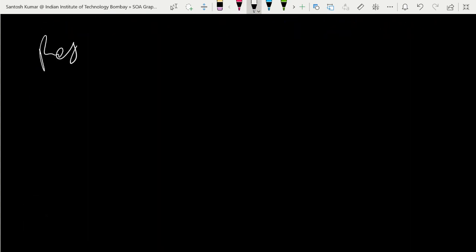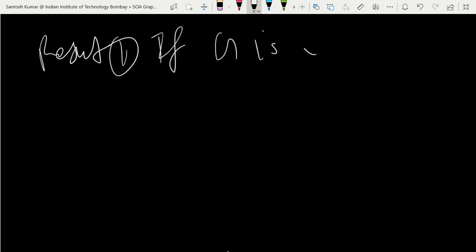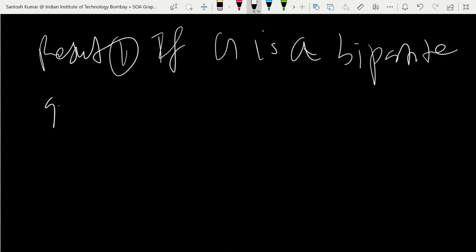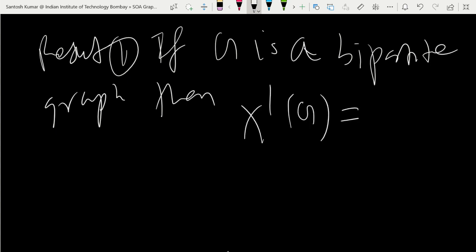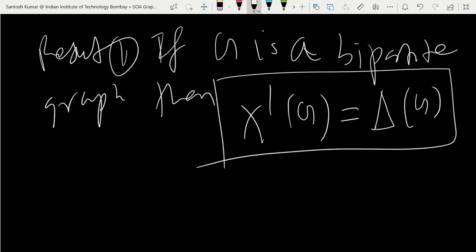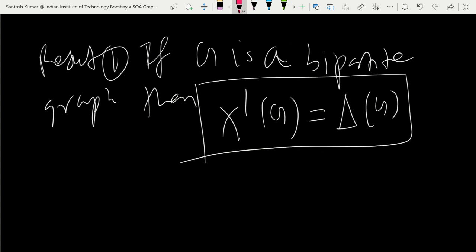Now we have a result, or remark, you can write. If G is a bipartite graph, then chi dash G is delta G. So you will get equality. For example, you can check C4 is bipartite, right? Its vertex set can be partitioned as the union of two independent sets.